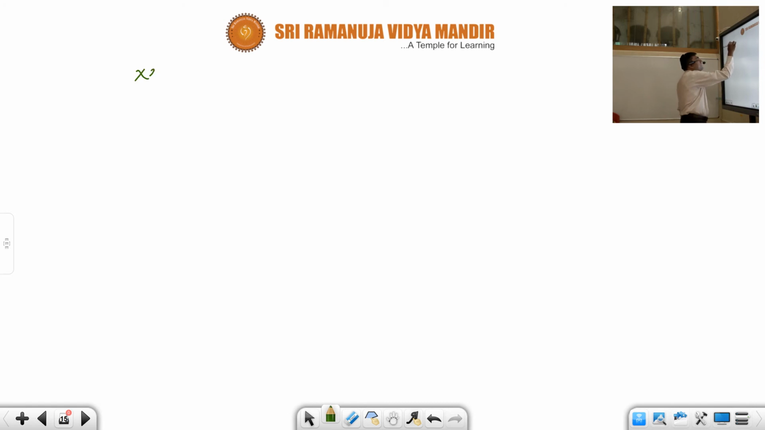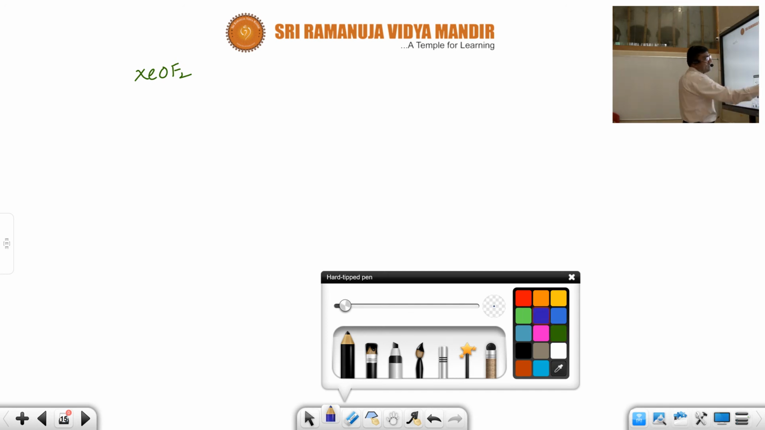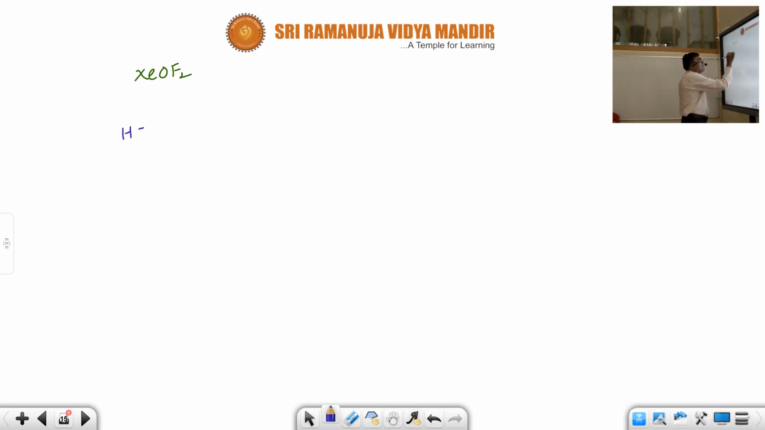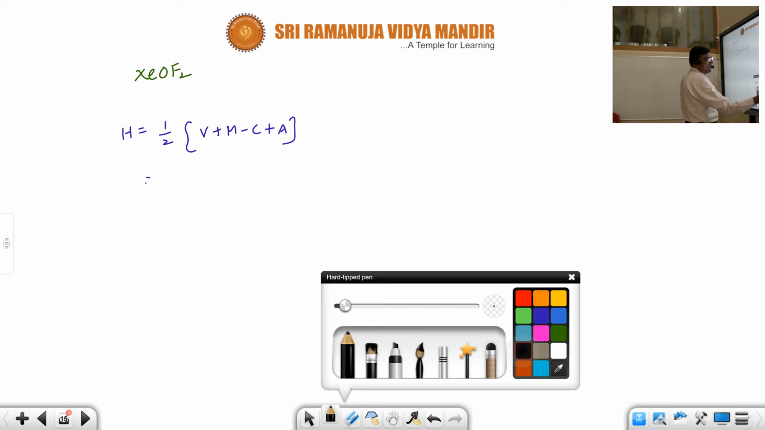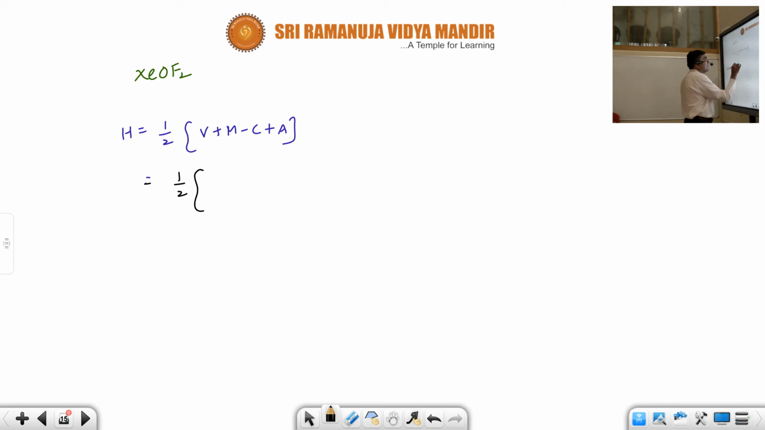Now let us take XeOF2. It's very simple. Let us use the formula H is equal to half into V plus M minus C plus A. That is equal to half into the valency of xenon, which is 8, plus the number of monovalent atoms, only fluorine, which is 2. That is equal to 5. 5 means 5 electron pairs, which means sp3d hybridization. And in this, you know very well, of the 5 electron pairs, only 3 are bond pairs because of oxygen and fluorines.